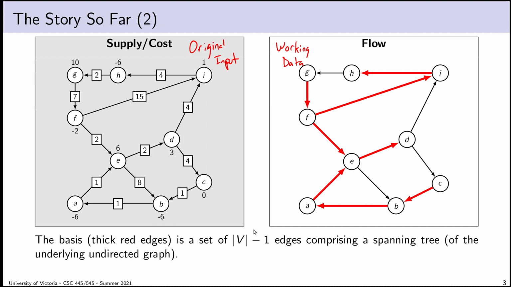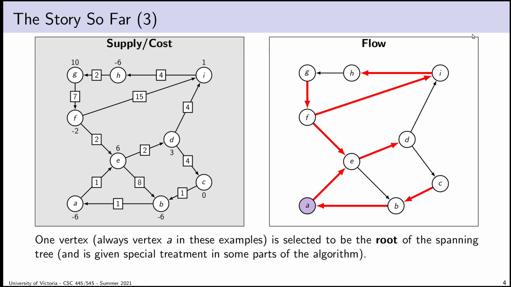And remember that the word spanning tree refers to a spanning tree of the underlying undirected graph, because the term tree doesn't really apply as much in a directed sense. So the basis will be these edges highlighted in red, and it will be a spanning tree of the underlying undirected graph. We will choose one vertex to be a special vertex, and in this course we'll always choose vertex A, and we'll call that vertex the root of the spanning tree.